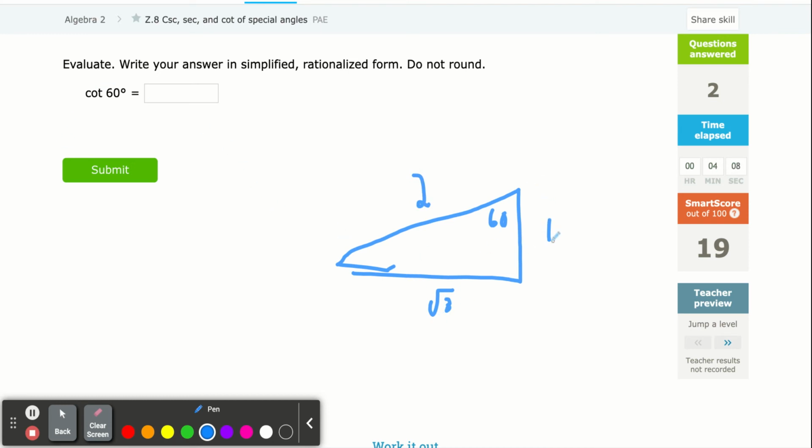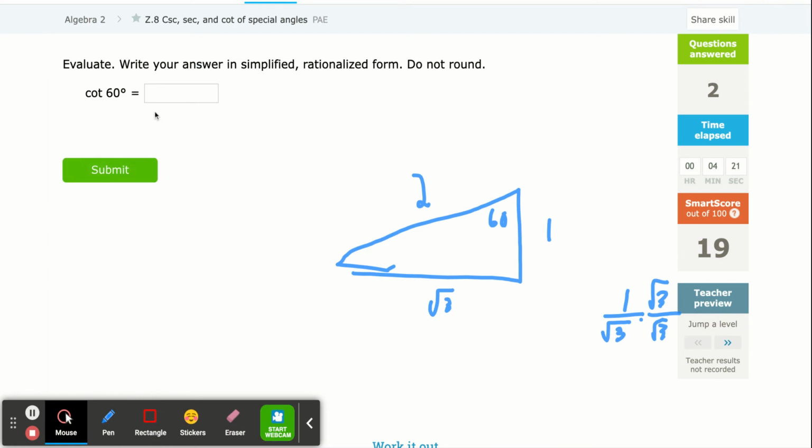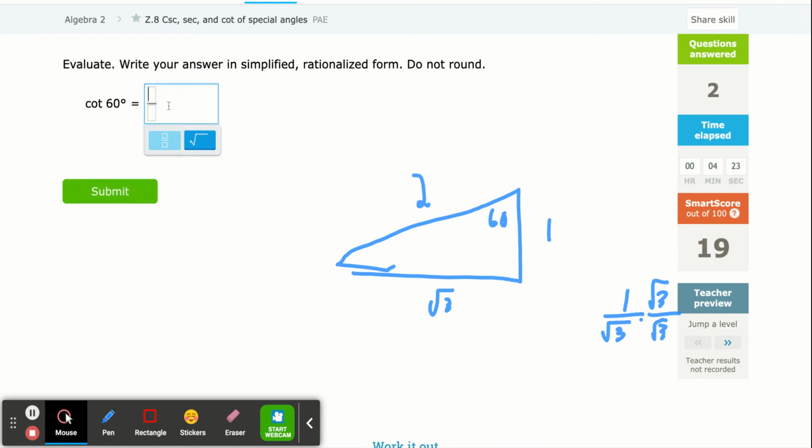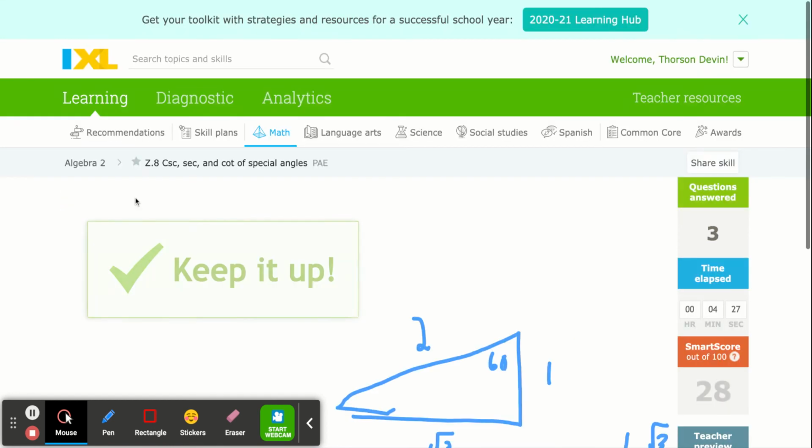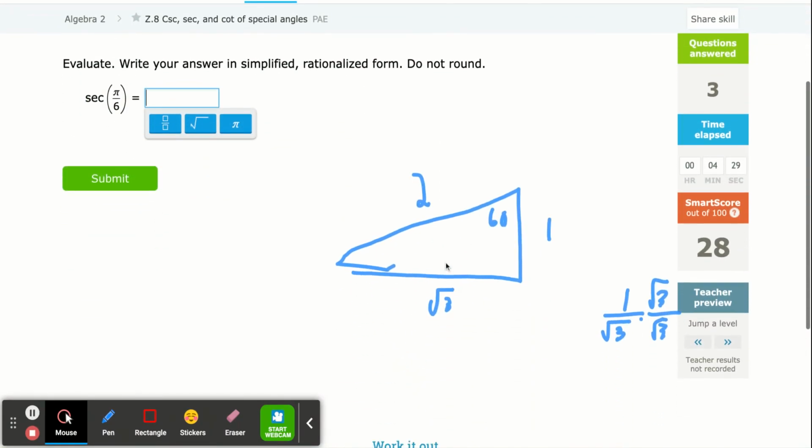Cotangent is not opposite over adjacent, it's adjacent over opposite, so it's 1 over the square root of 3, but now I need to rationalize the denominator, so I multiply by square root of 3 over square root of 3 to get the square root out of the denominator, and my final answer is a fraction with a square root of 3 on top and a single 3 on bottom. Again, I'm hoping you pick this up fairly quickly.